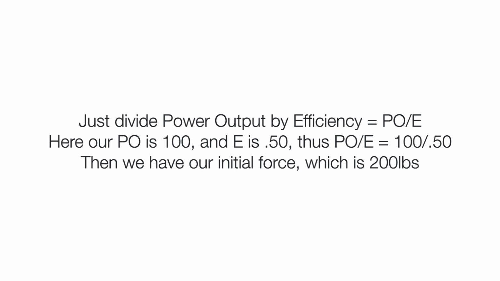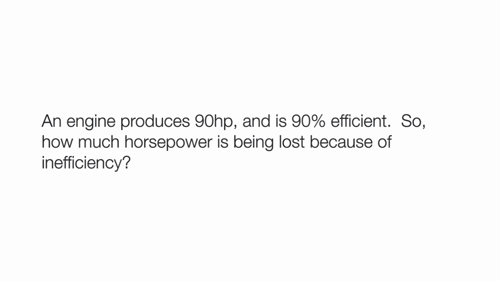Thus, power output divided by efficiency is equal to 100 over 0.5. And now we know our initial force, which is 200 pounds. Make sense? Here's one to try by yourself. An engine produces 90 horsepower and is 90% efficient. So how much horsepower is being lost because of inefficiency?